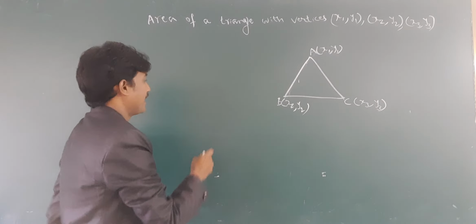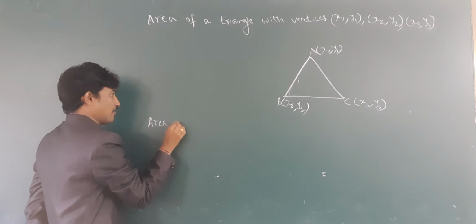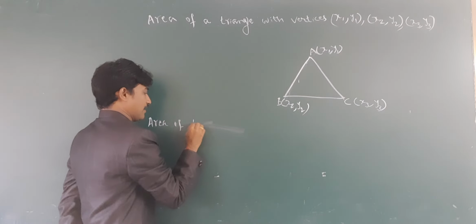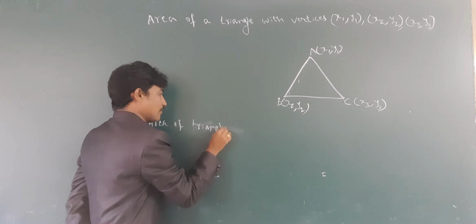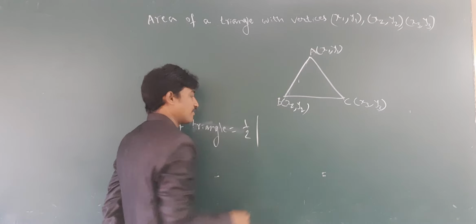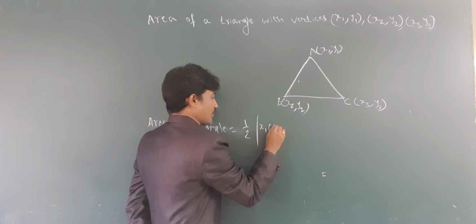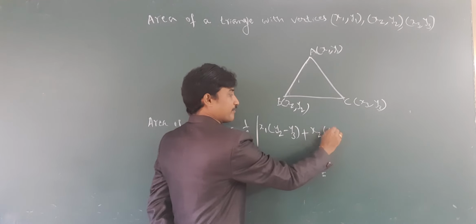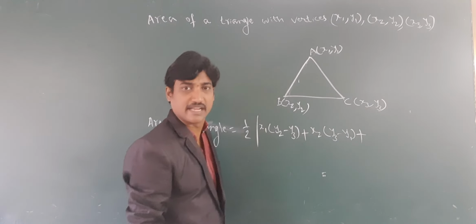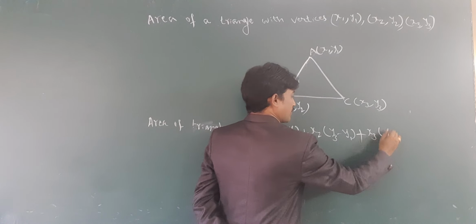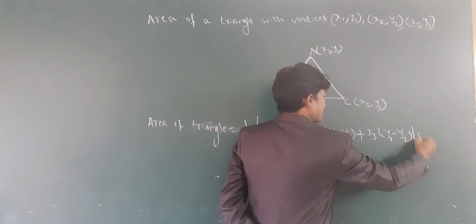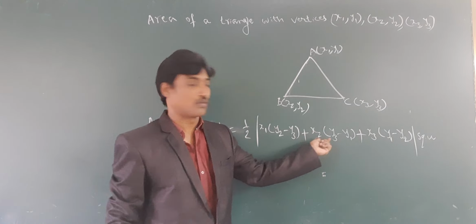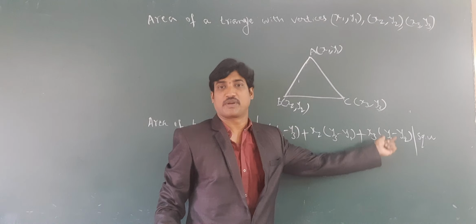In this case, the area of triangle ABC is equal to half modulus of square brackets x1 into (y2 minus y3) plus x2 into (y3 minus y1) plus x3 into (y1 minus y2), square brackets.